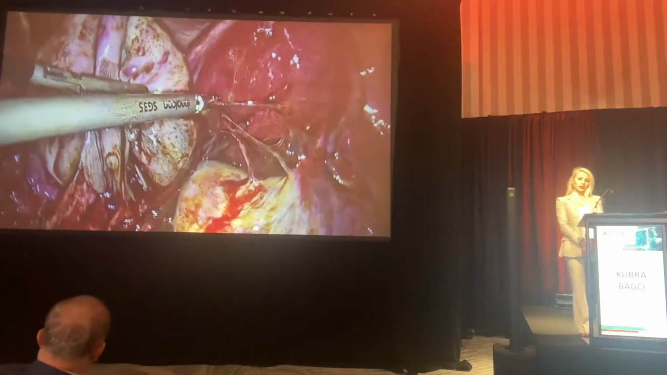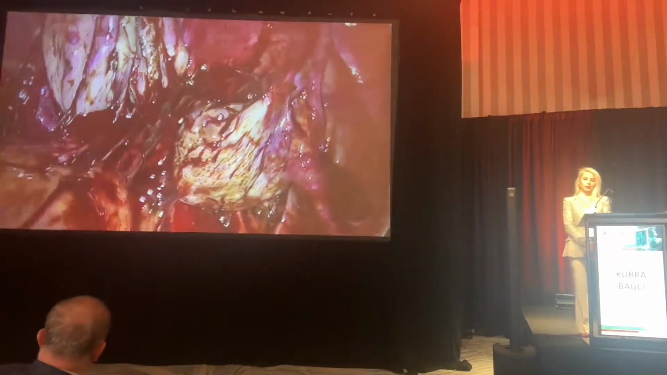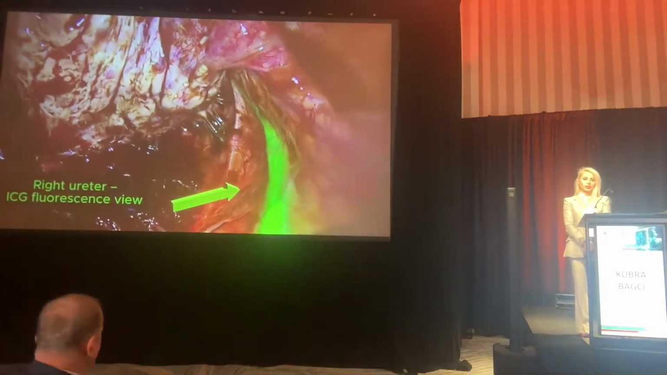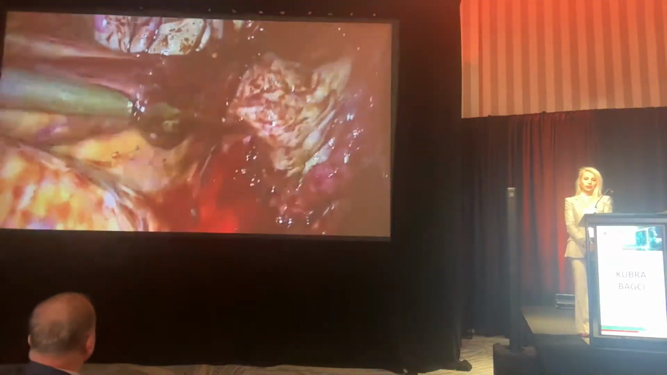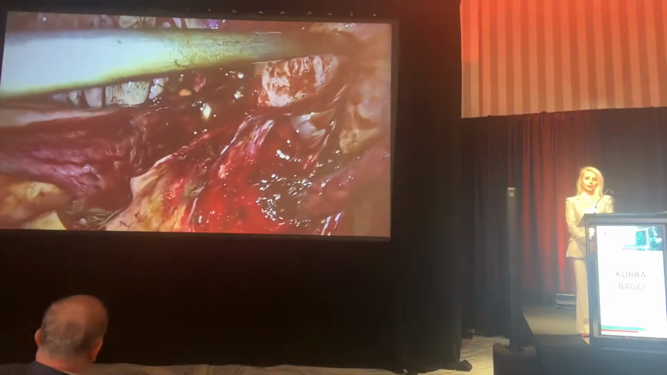The posterior compartment was explored, revealing an obliterated Douglas pouch. The right ureter was visualized under ICG fluorescence, and the right ovary was freed from the Douglas pouch by releasing the adhesions.